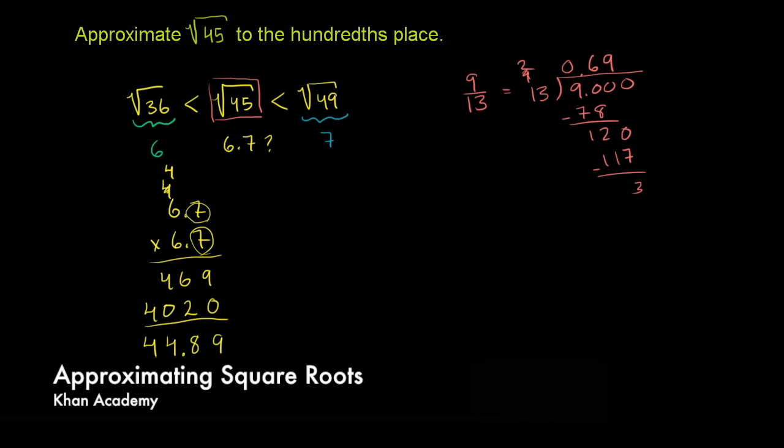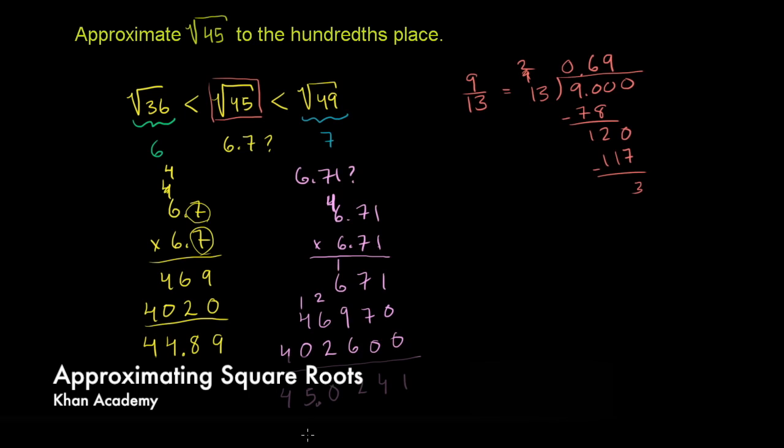So let's try 6.71. Let me do this in a new color. I'll do 6.71 in pink. Increase it a little bit, to see if we can go from 44.89 to 45, because this is really close already. Let's just try it out. Once again, we have to do some arithmetic by hand. 6.71 squared is equal to 45.0241.